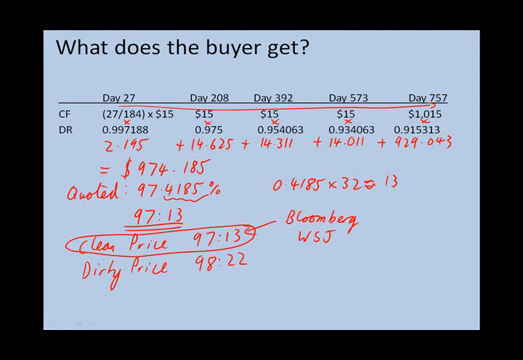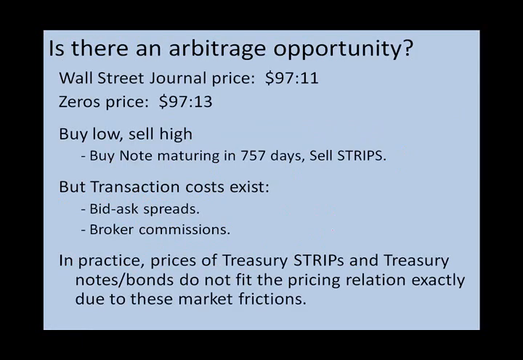The price quoted in the Wall Street Journal was 97.11. The price that we're calculating using zeros is 97.13. Is there an arbitrage opportunity here? There should be, because the law of one price says that these two values should be the same. What would you do? Well, you'd want to buy low and sell high. So I'd want to buy the note at the Wall Street Journal price and sell it using the strips. So I'd have to sell the strips.